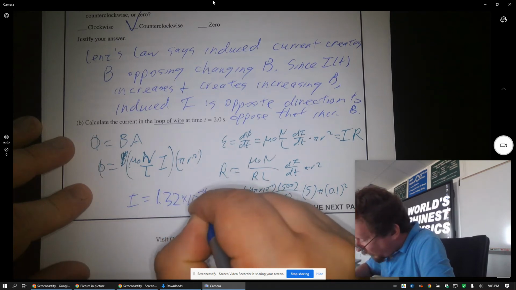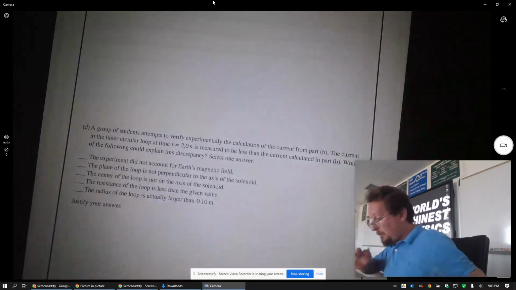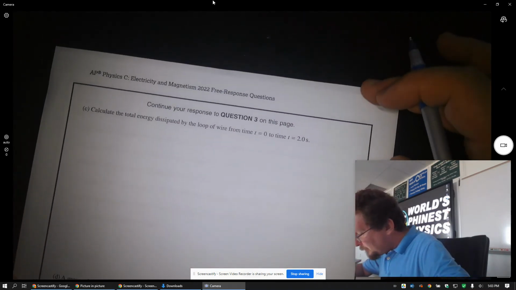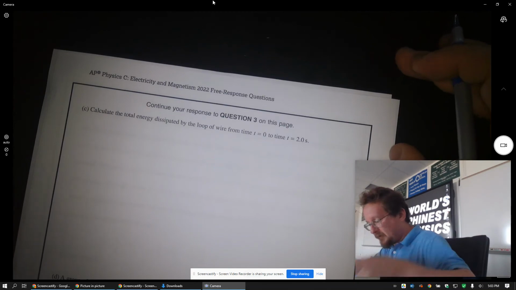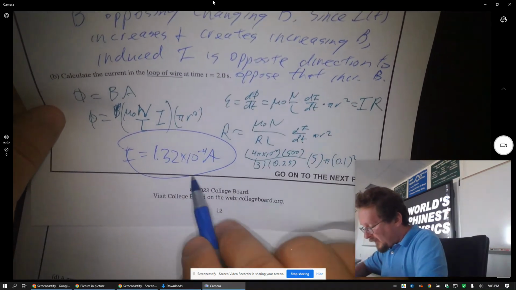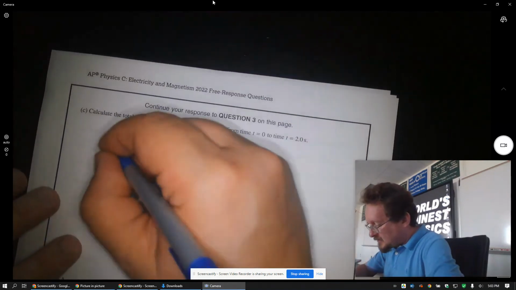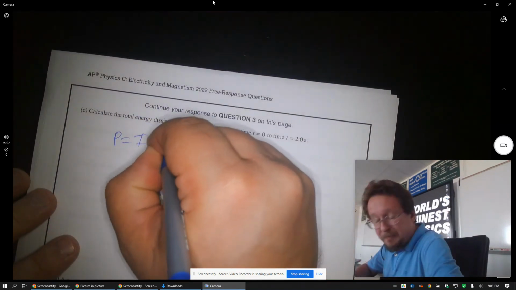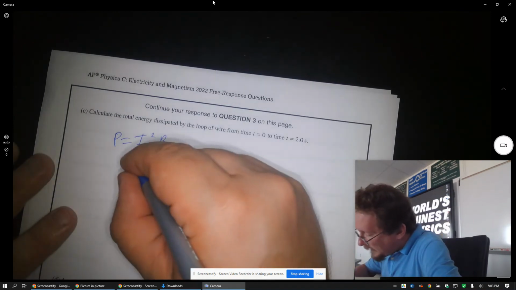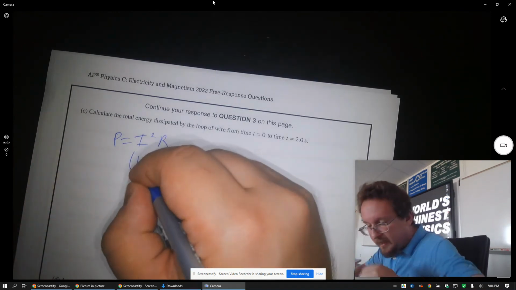1.32 times 10 to the negative 4 amps. Okay. Calculate the total energy dissipated by the loop of wire from time 0 to time 2. Okay, so it's a constant current, so I can just say P equals I squared R. I was about to think I was going to take an integral. Oh, I don't have to take an integral. I'm so happy.